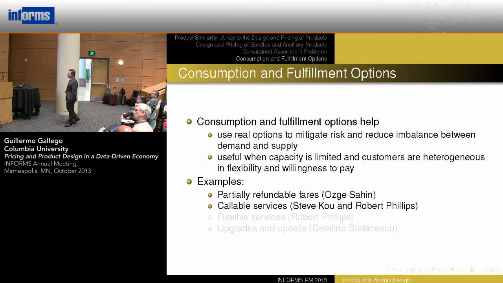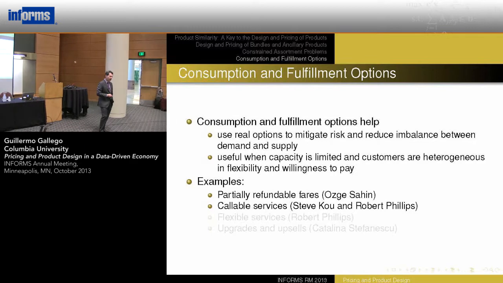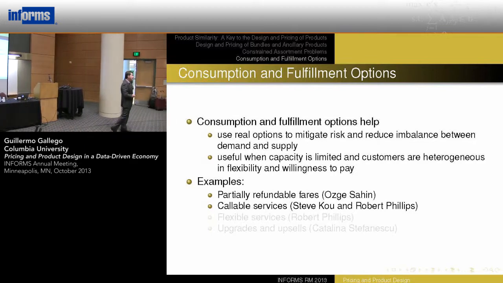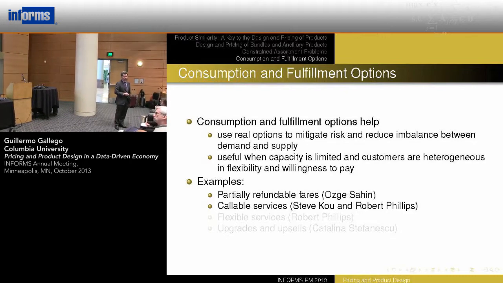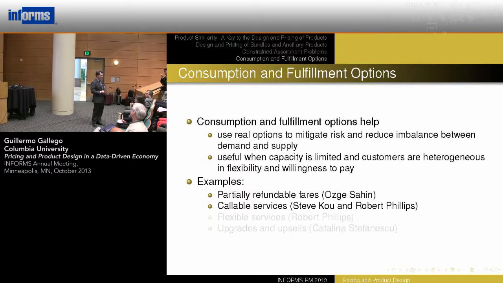Then we have a paper with Steve Koo and Robert Phillips about callable services or callable products. The idea there is that you may want to embed an option, okay, so that you can buy back a product. An application of this, for example, could be the following. Currently, there's a very large secondary market for tickets for events. And if you try to buy a ticket for a hot Broadway show or for a popular baseball or basketball game, you find that it's nearly impossible to buy it directly from the provider. You have to buy it in the secondary market and pay a huge premium for that.